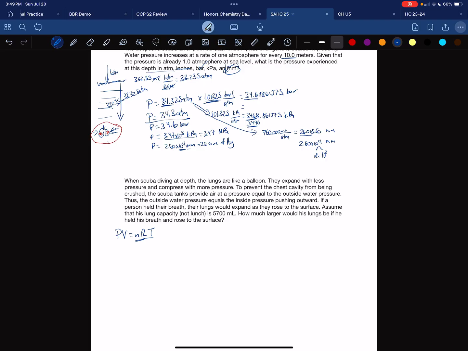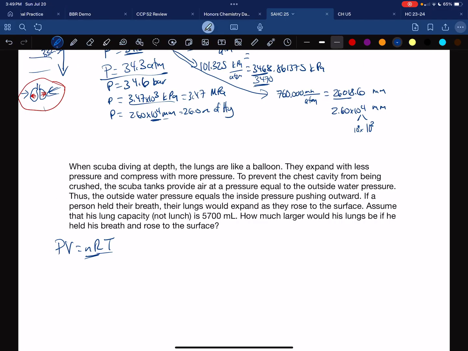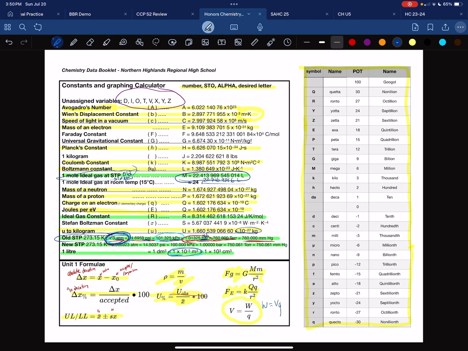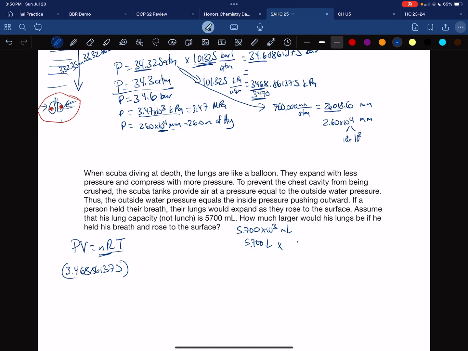So if we take the pressure that's experienced, which should be expressed in kilopascals, and we know what that is, 3,468.861375 kilopascals, times the volume, which is 5.700 times 10 to the 3rd milliliters, and milli is 10 to the minus 3rd, so we've got 5.700 liters. But we need to convert that to cubic meters, and 1 liter is 10 to the minus 3rd cubic meters. So we're going to get 0.005700 cubic meters.